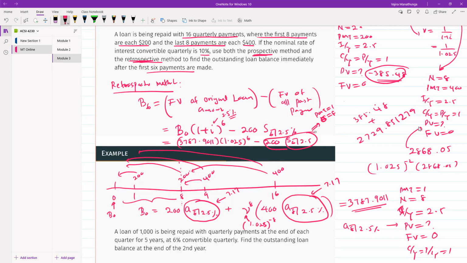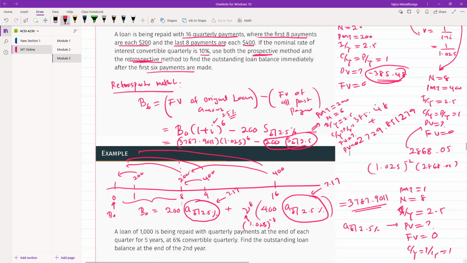Actually, I can calculate this entire thing. Okay, so then payment is 200. Let me change this. So, payment is 200. N is 6. Rate is 2.5. Present value is 0. Okay, because we need future value.